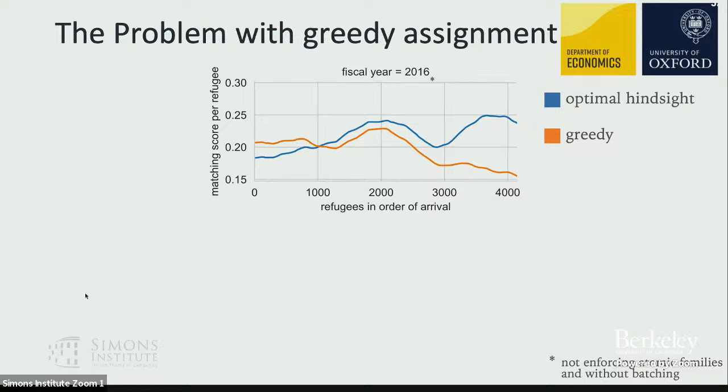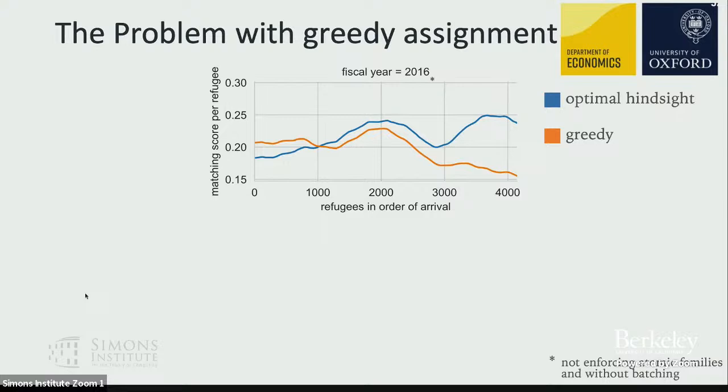How would the quality of the matches vary over time? What I have here on the y-axis is basically the matching score. Just think of this as the employment probability of a family that gets matched. At the beginning, you can see that the greedy algorithm is getting a higher score. Why is that? Because it's using up the capacity in these really good localities early on, because people are coming in and you just stick them into these really good places. You're getting higher employment than the optimal hindsight. But eventually, it starts underperforming.